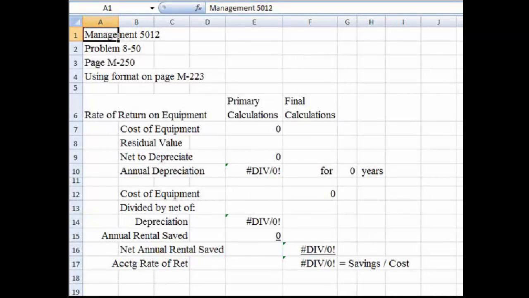The first is the cost of the equipment of $196,600. The second is the annual rental of similar equipment of $45,076. The third is the estimated useful life of the new equipment, which is 8 years. And the final number is the estimated residual value of the purchased equipment, which is estimated to be $9,000.